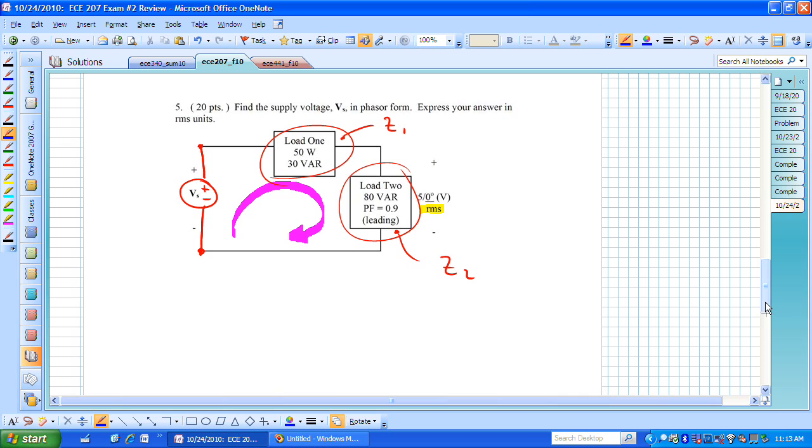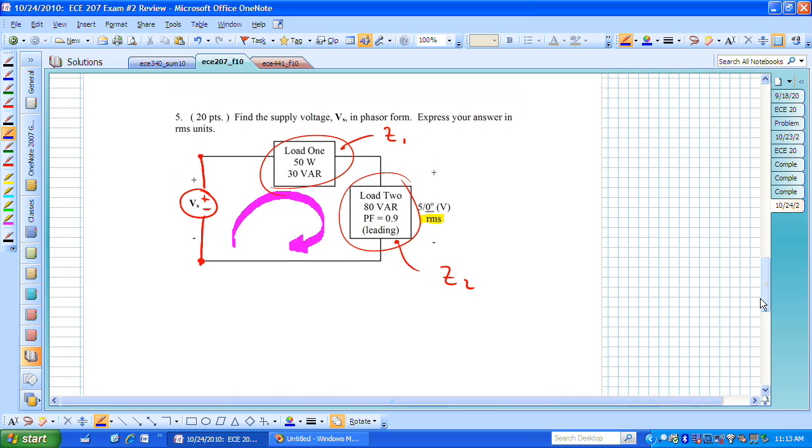for V sub S. To solve for V sub S, what I would want is I would like to know what this voltage drop is. I'm already told what that voltage drop is, so really the key to this problem is finding V sub 1. Now, to get V sub 1, what we're told is the complex power of load 1. That we need to have either a current or impedance or voltage to find the voltage.